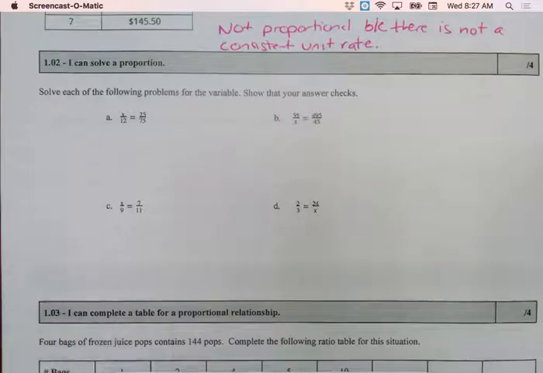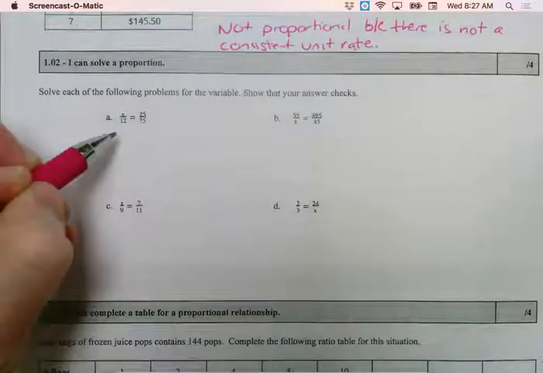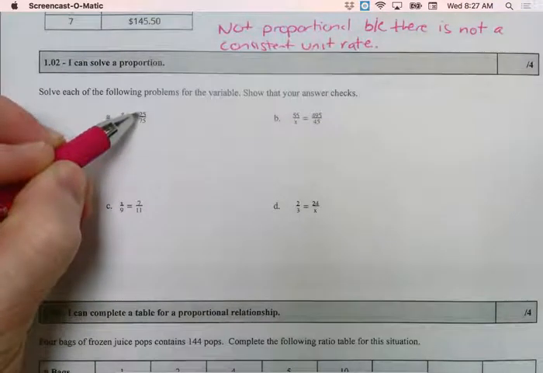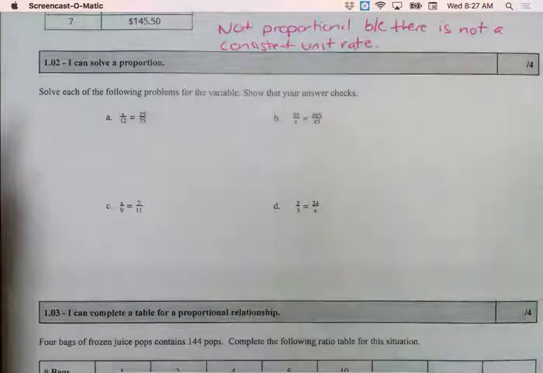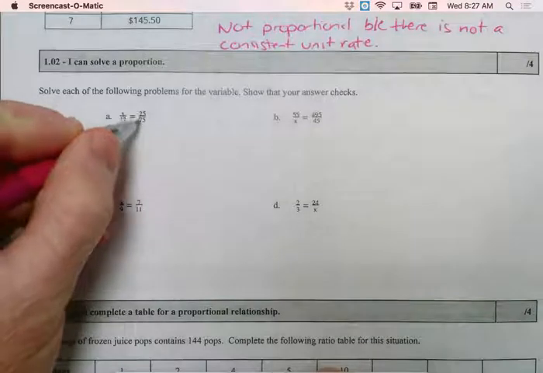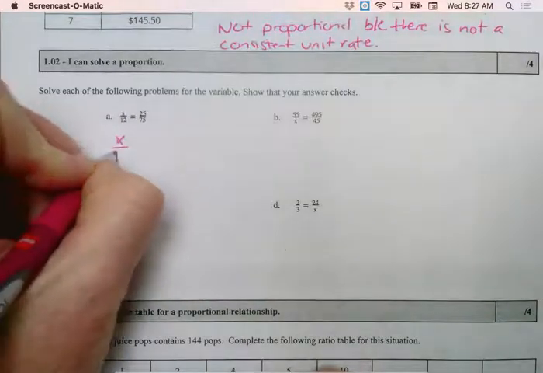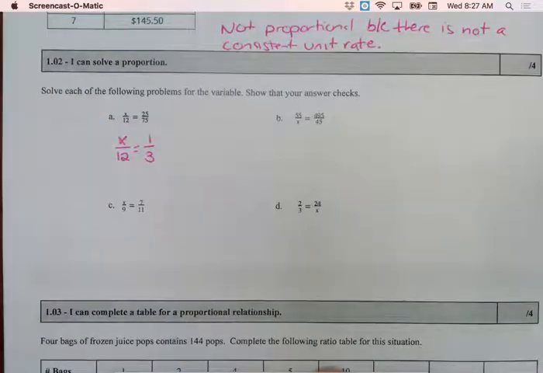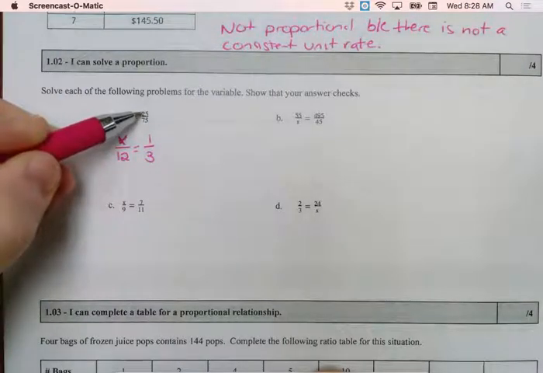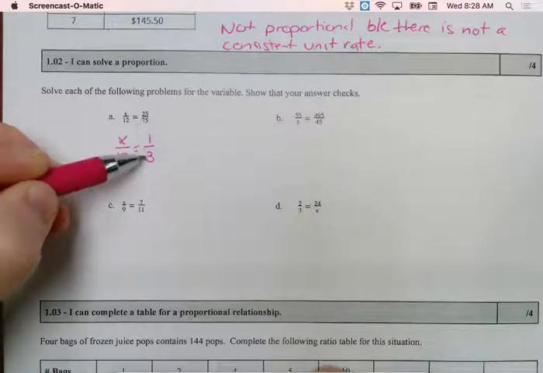So when I look at this fraction here, I have 25 over 75. I can reduce that fraction, so I'm going to turn that into 1/3. So I have x over 12 is equal to 1/3. We divide that by 25, you get 1, divide that by 25, you get 3.